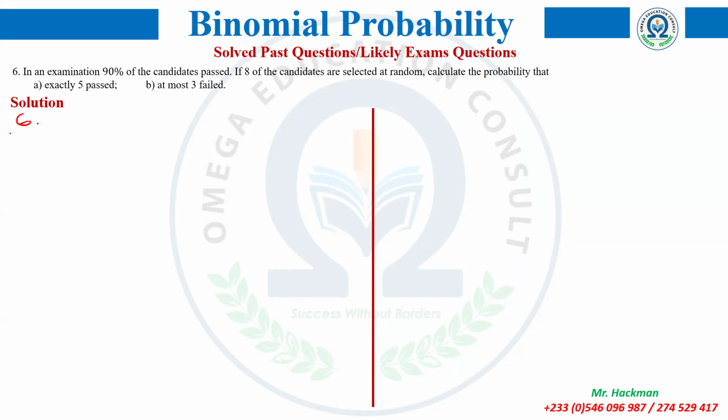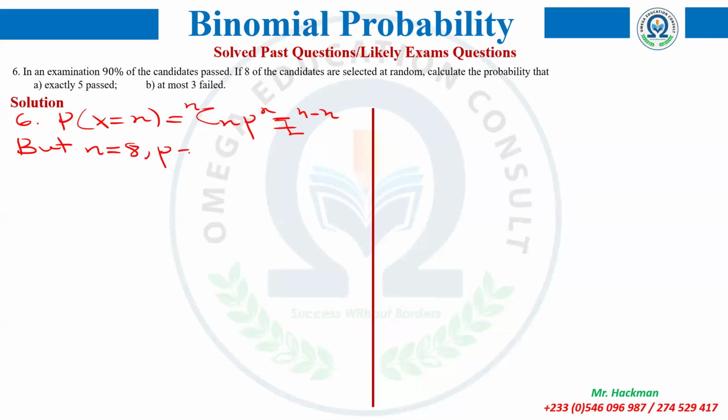So on that note, you know binomial probability, so we quote the formula. P of X equals x will be equal to n combination x, p to the power x, then q to the power n minus x. So now let's look at the values of the parameters from this question. n is equal to, what is the value of n? 8. Okay.